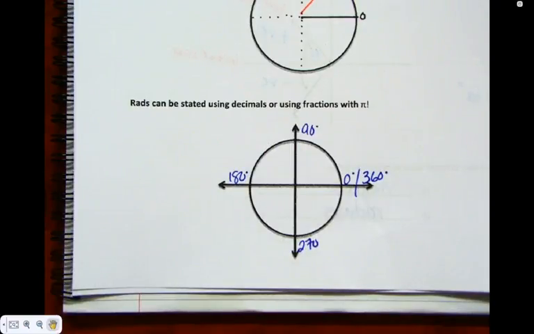Okay, I'm going to switch colors to do rad, so if you're a color person, you might want to switch with me, and I'm specifically going to use 2 new colors to do this.